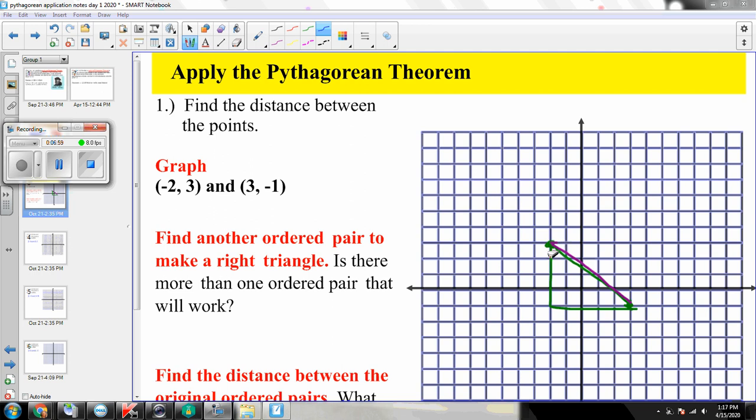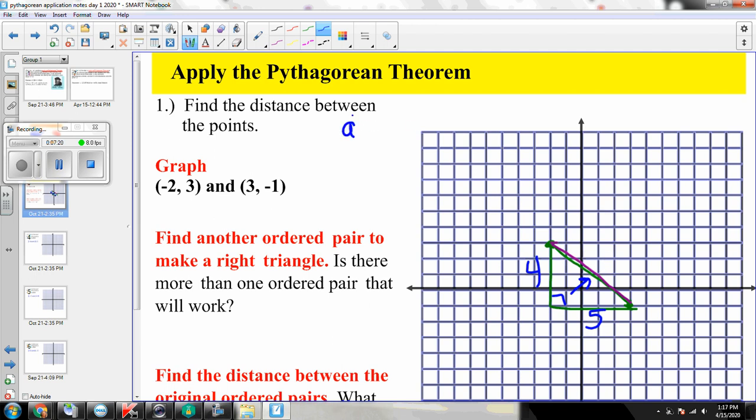So if I look at this side, it is 1, 2, 3, 4. The length of this side is 4. If I count the length of this side, it's 1, 2, 3, 4, 5. So one of the legs is 4, one is 5, and I don't know this distance. It is the hypotenuse because it is opposite the right angle.